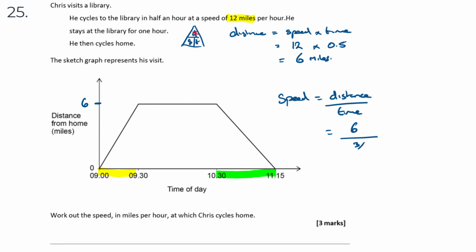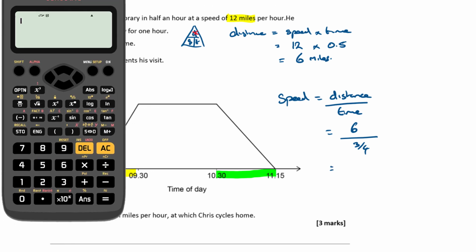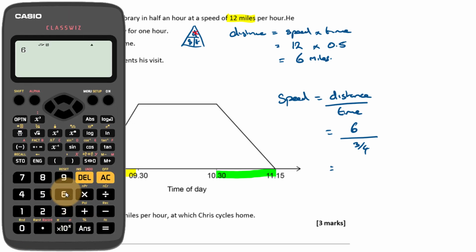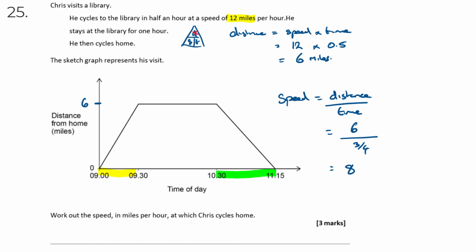6 divided by 3/4 or 0.75. Either way, you can just type that into your calculator and come up with the answer. 6 divided by 3/4 or 0.75 comes out to be 8. So 8 what? He travelled 8 miles. The distance was in miles and the time was in hours. So that's 8 miles per hour.